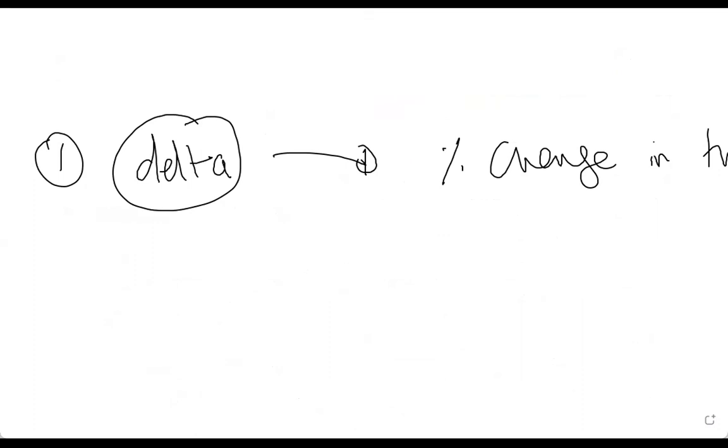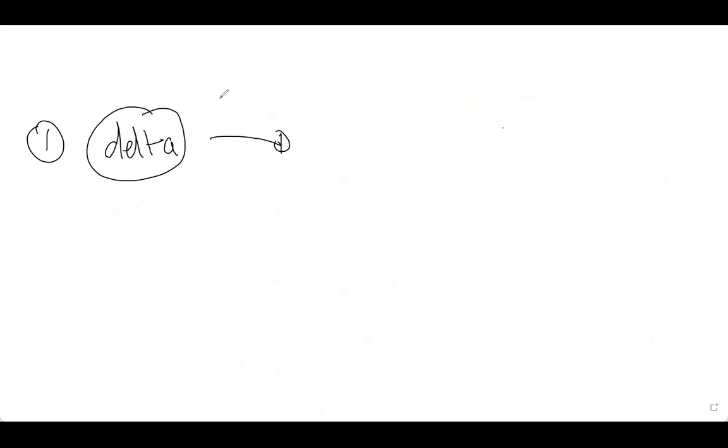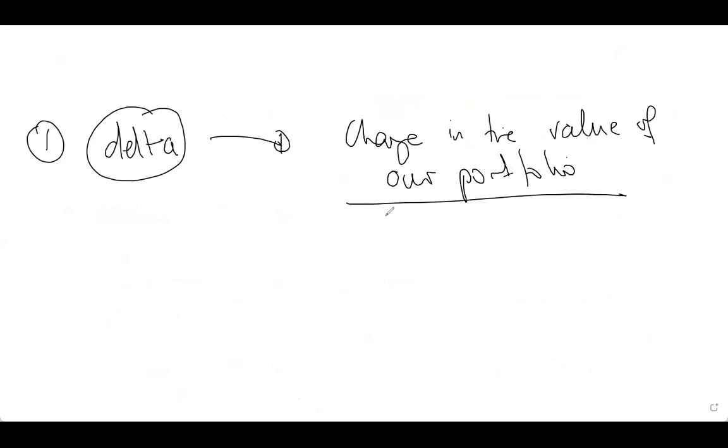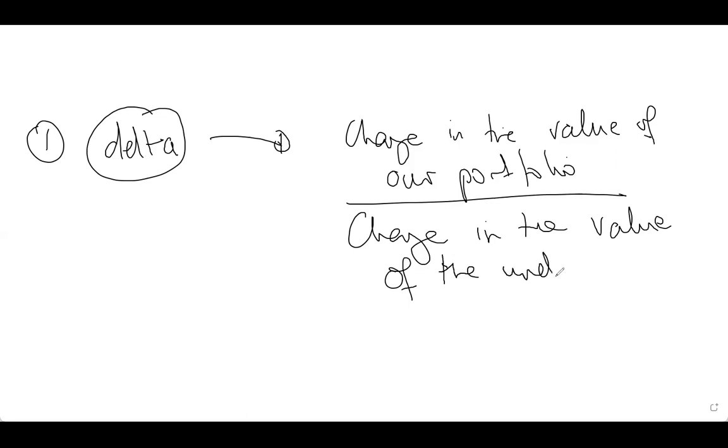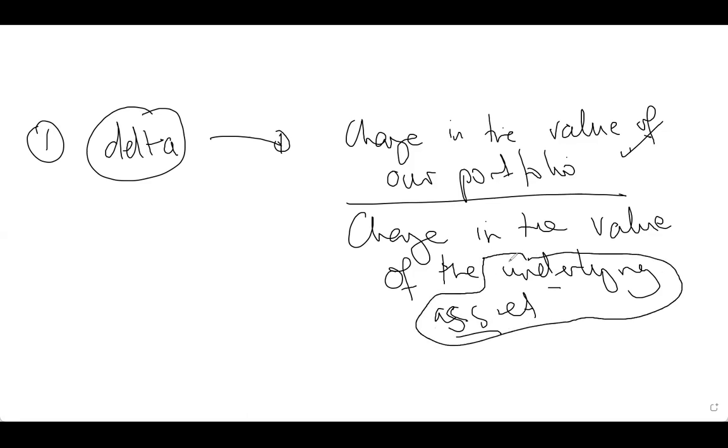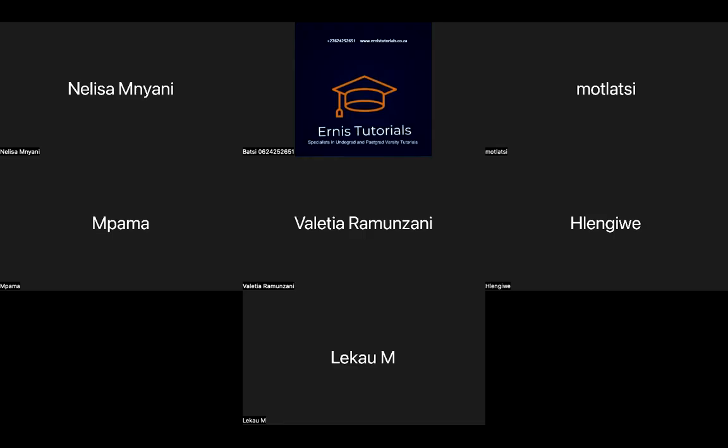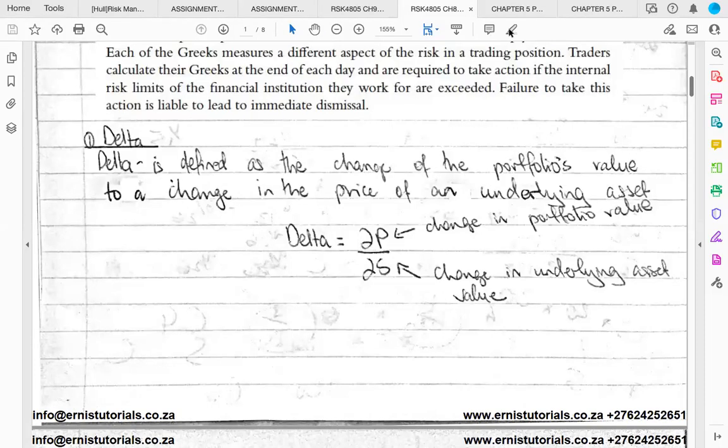So for this particular module, we define delta as the change in the value of our portfolio divided by the change in the value of the underlying asset in the portfolio. Change in the value of our portfolio for a change in the value of the underlying asset in the portfolio. I want to explain where this underlying asset is coming from. Everything else is a bit easier to follow, but the term underlying asset might be confusing.